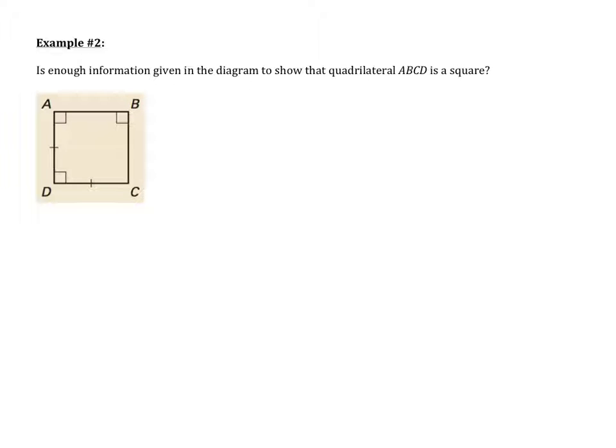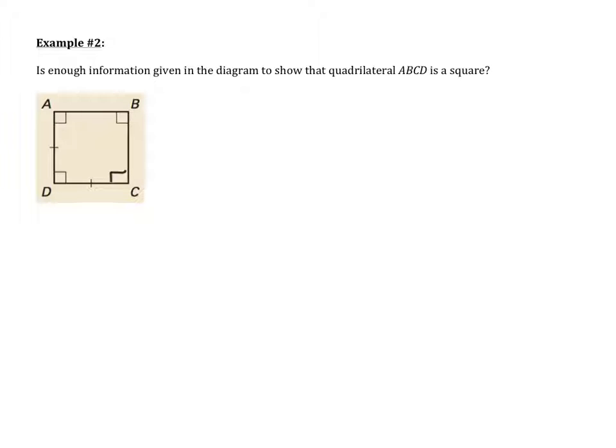Example number 2, is there enough information given in the diagram to show that quadrilateral ABCD is a square? So notice that it gives us that these three angles are 90 degrees. Knowing that a quadrilateral has 360 degrees, 90 plus 90 plus 90 is 270, 360 minus 270 is 90 degrees. So we do know that angle C is 90 degrees.